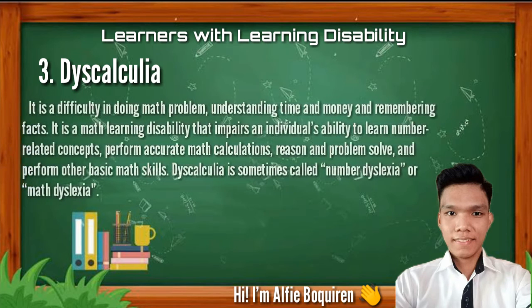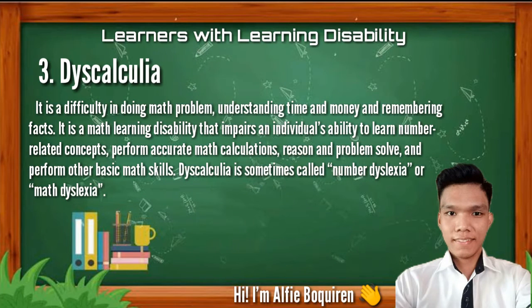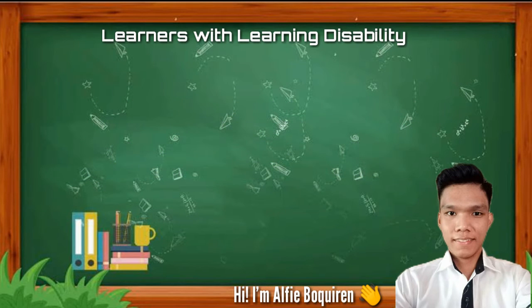Dyscalculia. It is a difficulty in doing math problems, understanding time and money, and remembering facts. It is a math learning disability that impairs an individual's ability to learn number-related concepts, perform accurate math calculations, reason and problem solve, and perform other basic math skills. Dyscalculia is sometimes called number dyslexia or math dyslexia.